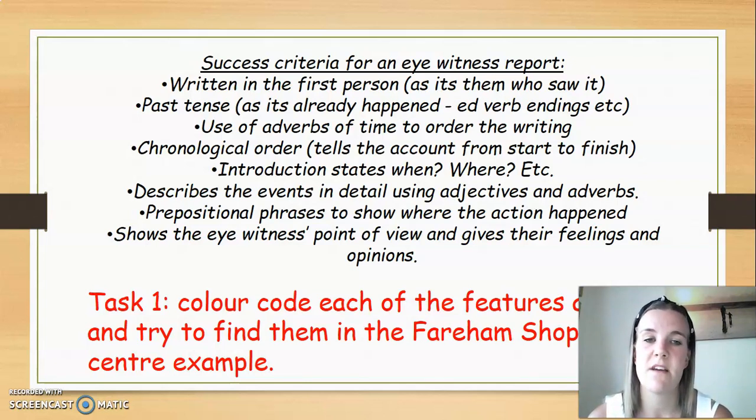The first paragraph is an introduction, and it states where it happened, when it happened, and so on. The next paragraphs then describe the events in detail using adjectives and adverbs. There are prepositional phrases to show where the action happened, so preposition words to show you where it's happened. And then finally, the eyewitness's viewpoint of opinion, feelings, thoughts are also put in there as well. See if you can find those in Miss Eddleston's example as well.